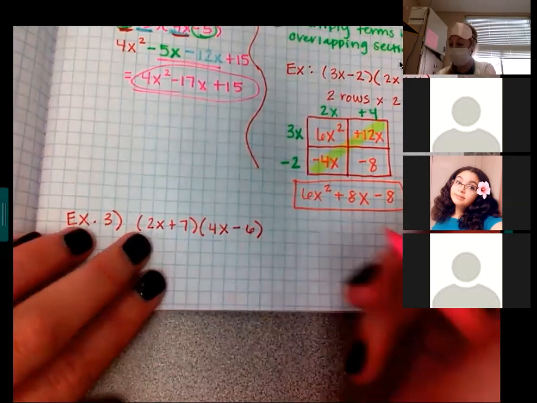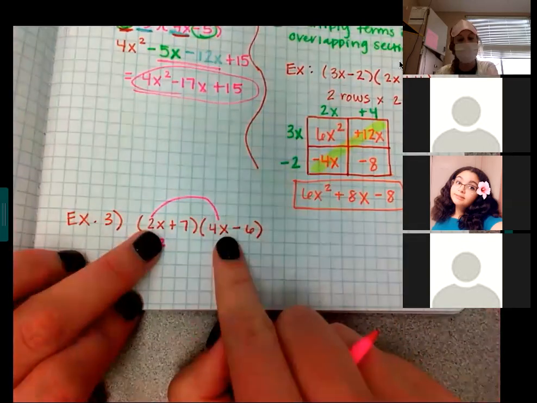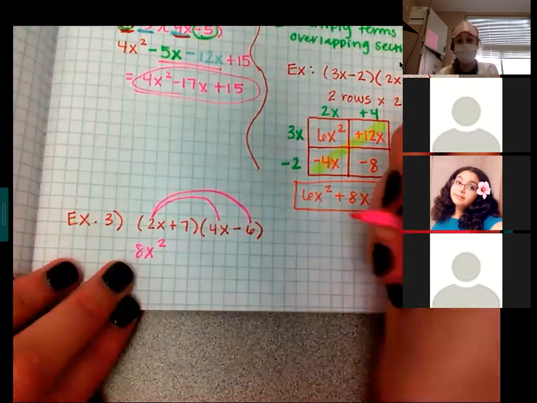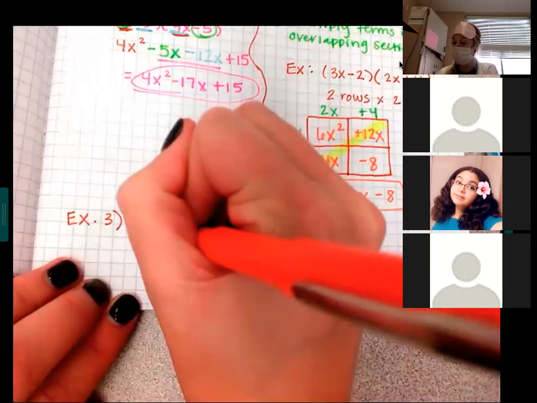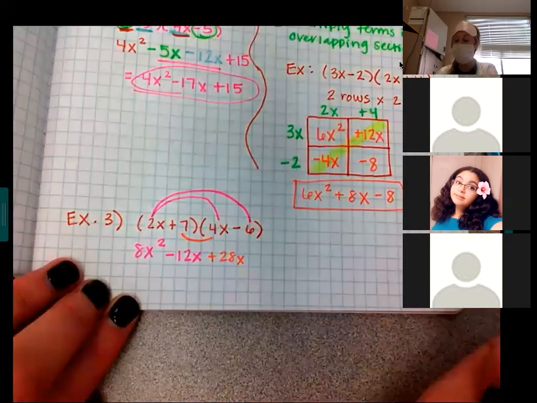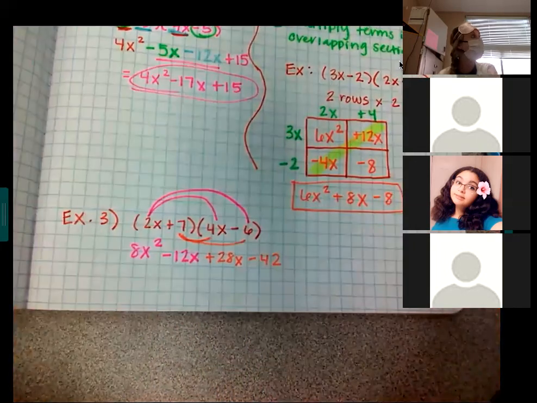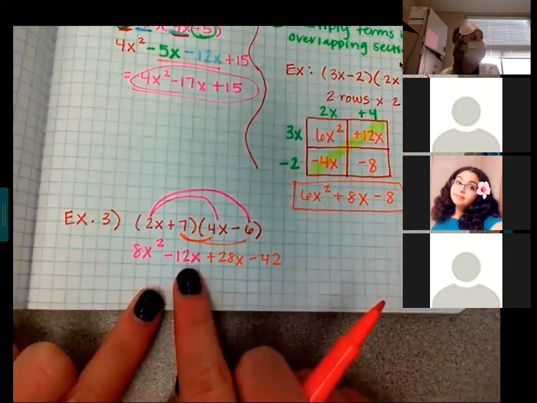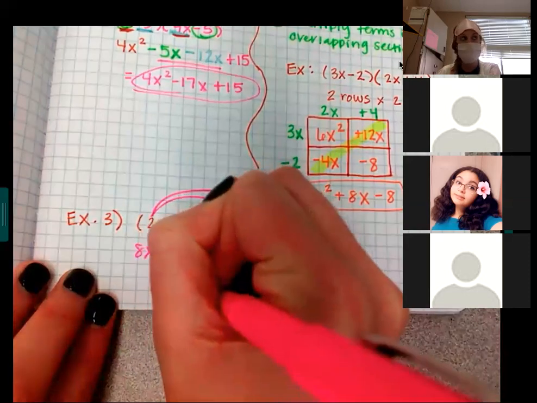So the FOIL way, first, 2x times 4x is 8x squared because there's now 2 x's together. Outer, 2x times negative 6 is negative 12x. Inner, 7 times 4x, those are my insides, that's positive 28x. And then the last, 7 times negative 6 is negative 42. And my FOIL people, what could y'all combine? 28x minus 12x is positive 16x.